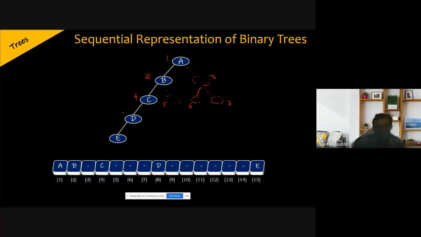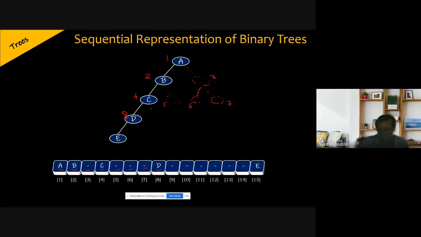Then comes D, which is 8, labeled as 8. So if you see, A is at index 1, B is at index 2, then at 3 there is no node, so we make it blank. At the 4th index we have C, which is labeled as C. 5th, 6th and 7th we don't have anything, these are blank, but we have to label them. Then at the 8th position we have D.